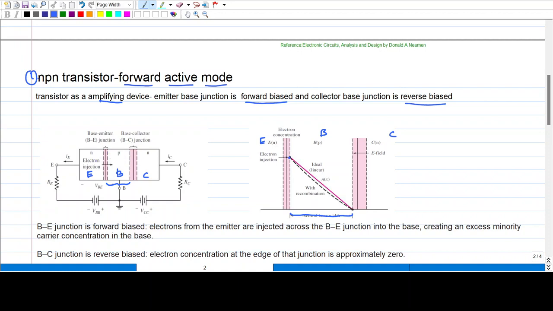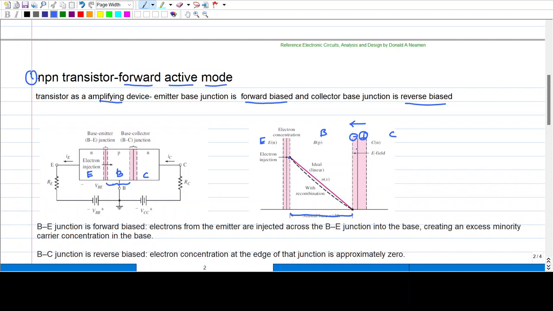What happens here? The first thing to see is that this base-collector junction is reverse biased. What happens with a reverse bias? There is an increase in the width of the depletion region. The depletion region is depleted of any mobile charge carriers, so it will have immobile ions like this. You can see the direction of the electric field, from positive charge to negative charge.